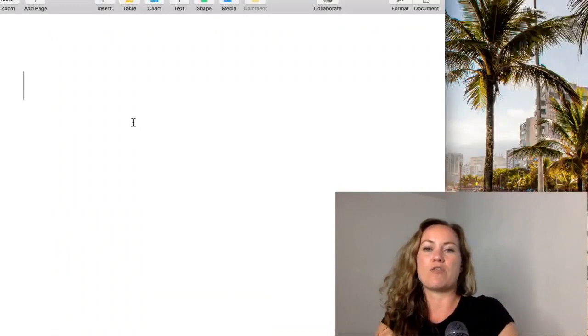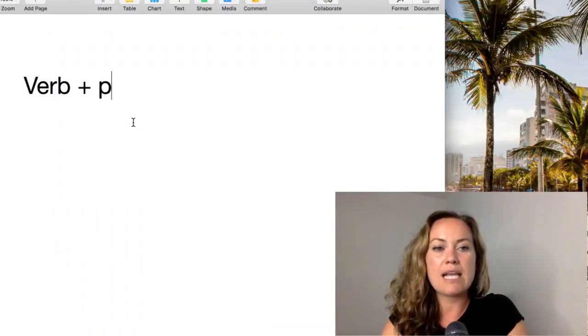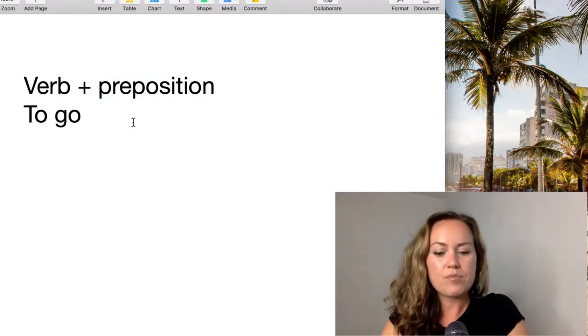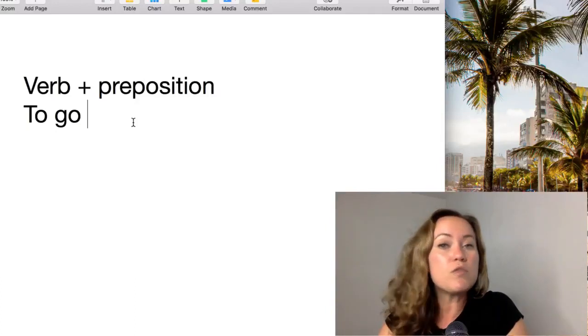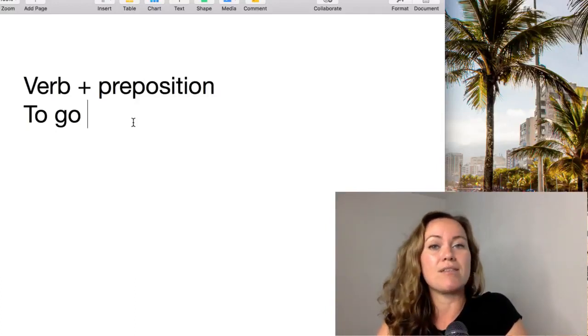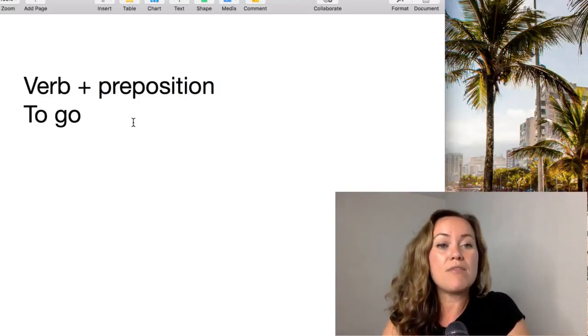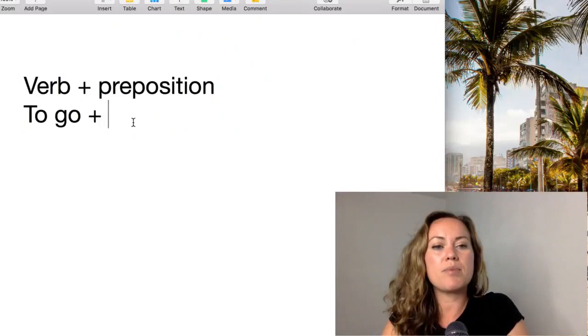Okay, so first of all, what is a phrasal verb? A phrasal verb is a verb plus a preposition. So, for example, to go. To go is a very basic verb. I think you know what it means. To move from one place to another. Let's go to the store. To go on vacation would be a great idea. To go, and then plus a preposition.